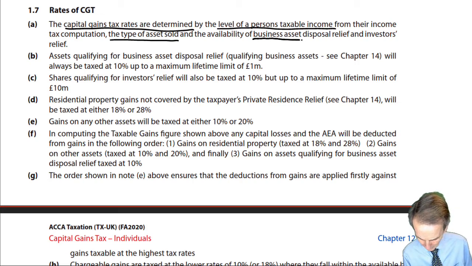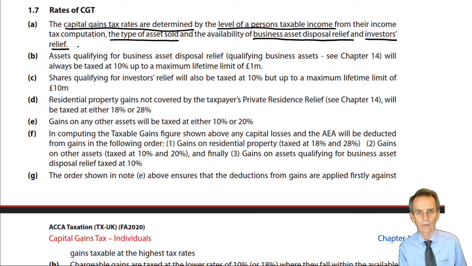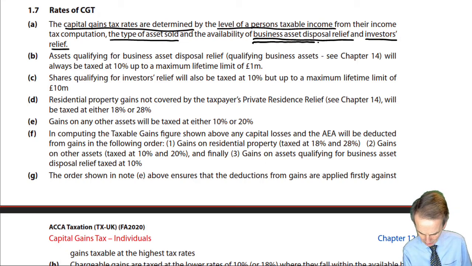Now, the most likely one here is business asset disposal relief, but also, to a lesser extent, the possibility still of investors relief there. If you had studied Tax UK prior to Finance Act 20, so Finance Act 19 or earlier, then you won't recognise that term, business asset disposal relief. It is what used to be entrepreneurs relief, now simplified to business asset disposal relief. If you did do it under Finance Act 19, the majority of the rules are the same, but as we'll see in a short while, there's one major change that has occurred, and that's as regards the lifetime limit that is applicable to that relief, but more of that later.